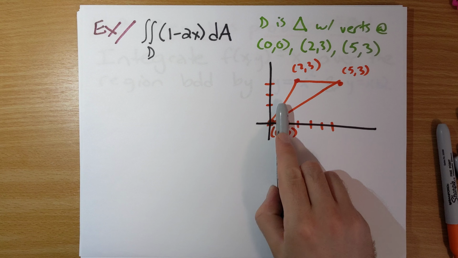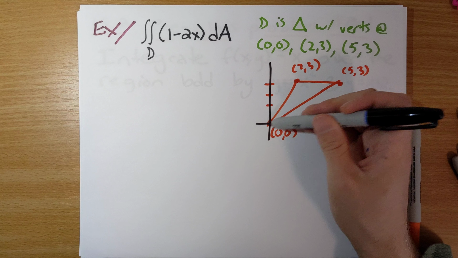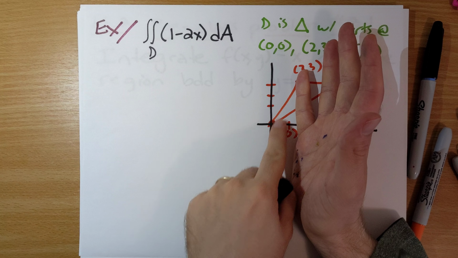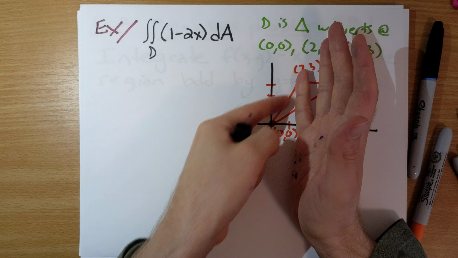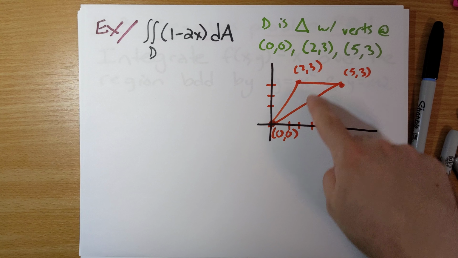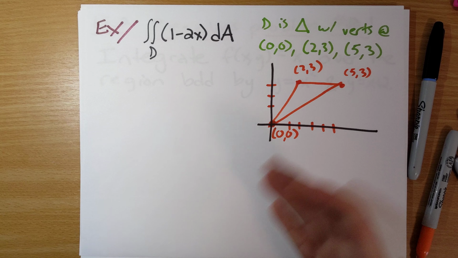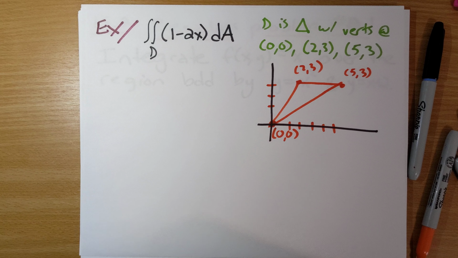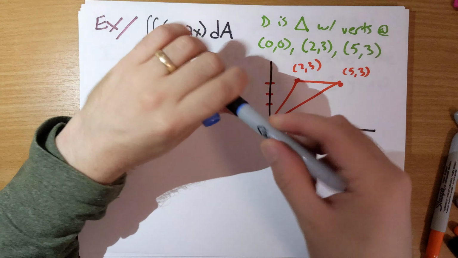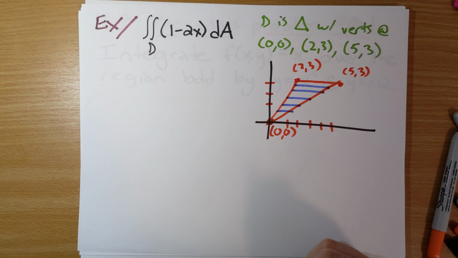If we slice this vertically, realize that here we have top function minus bottom function, but right there, at x equal to 2, the top function changes from this line to that line. And so if we wanted to slice this vertically, doing a vertically simple region here, we'd have to break this into two parts. That seems complicated. So instead, what we want to do is realize that this is also a horizontally simple region.